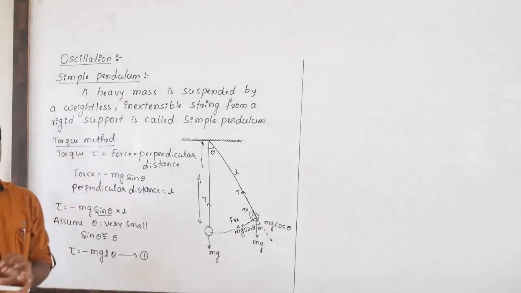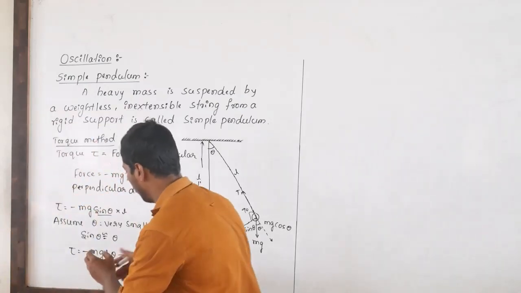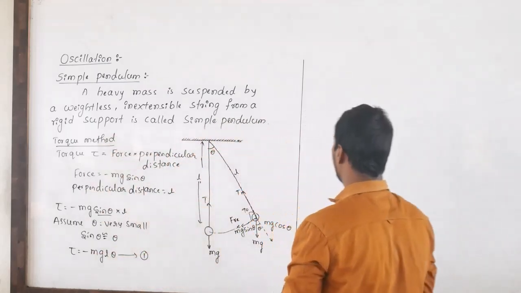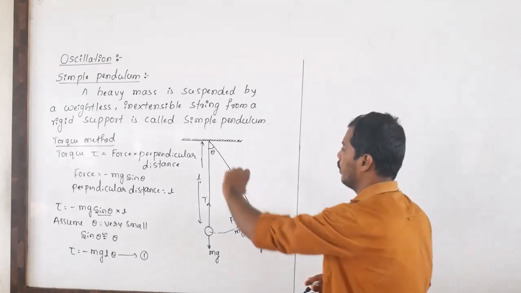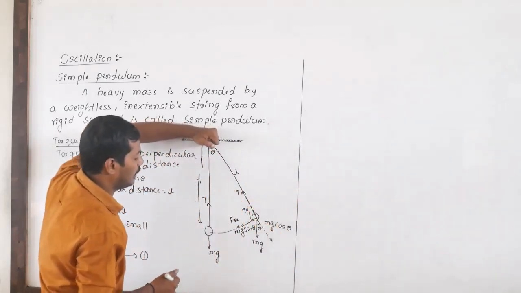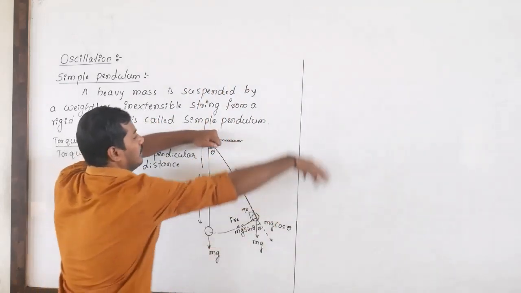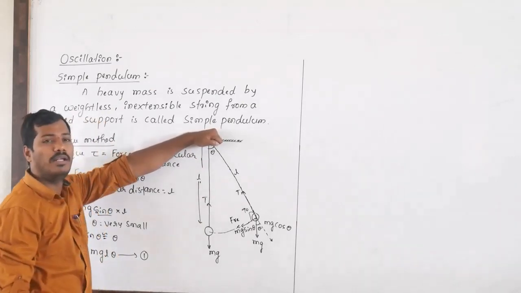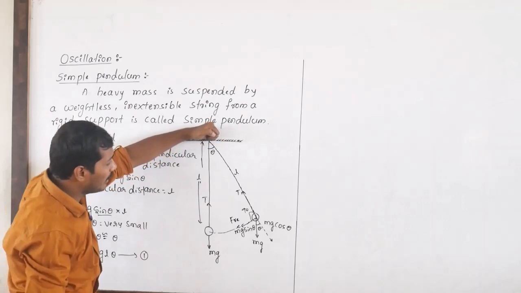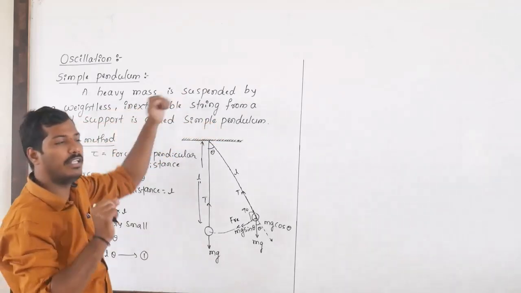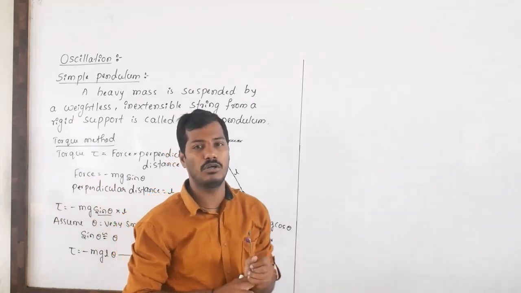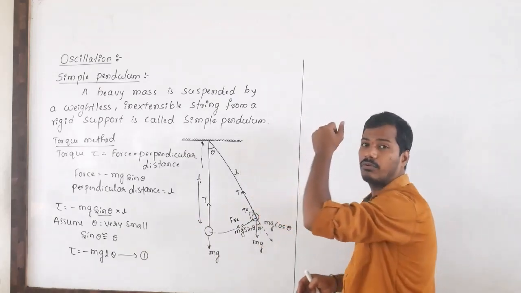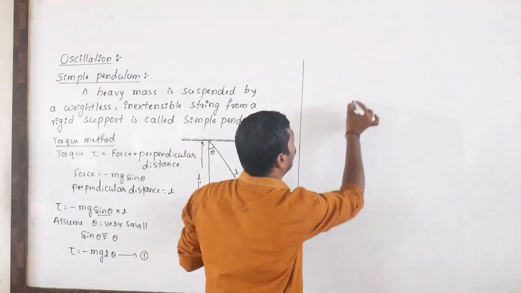This is the torque. If you take the magnitude of this, it becomes plus, that is mgl into theta. If the pendulum is continuously rotating like this, it produces a circle here, with a center. And we know the relation between the torque and the moment of inertia. Moment of inertia is nothing but the product of the mass of the body and the square of the distance from the axis of rotation.